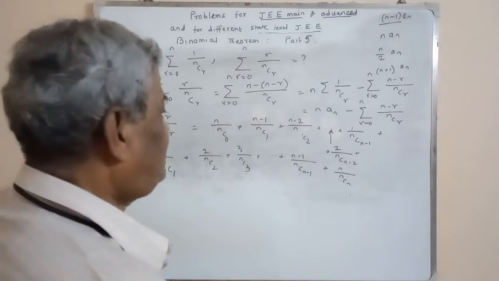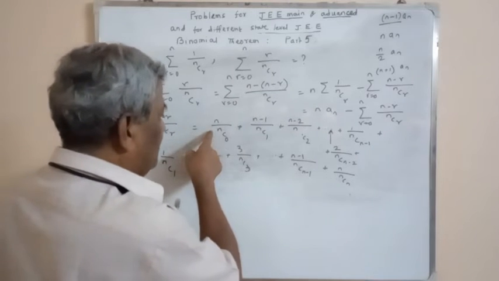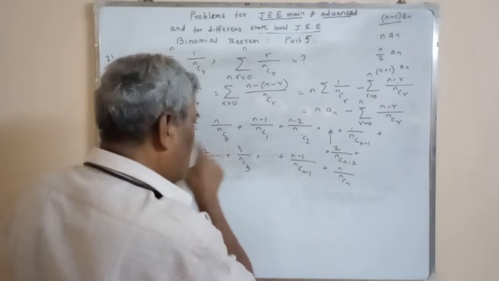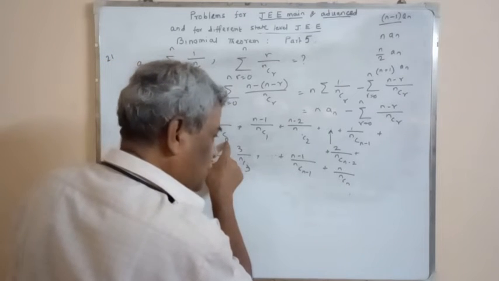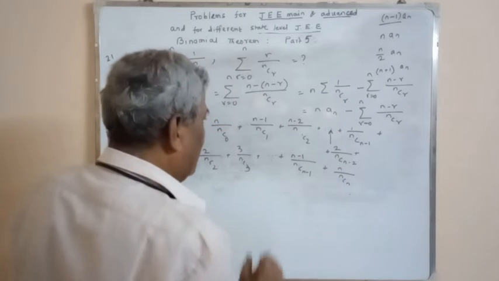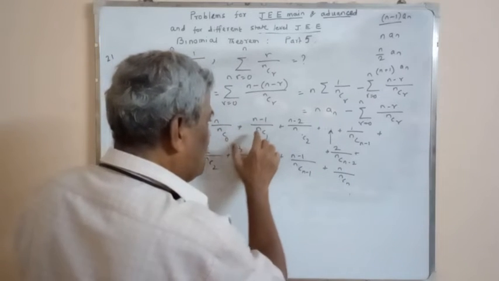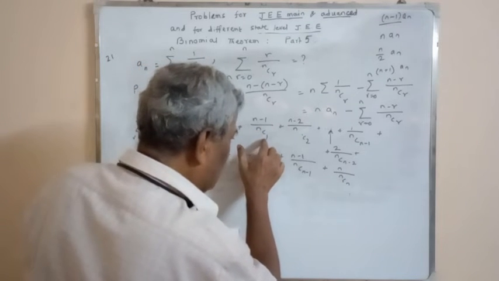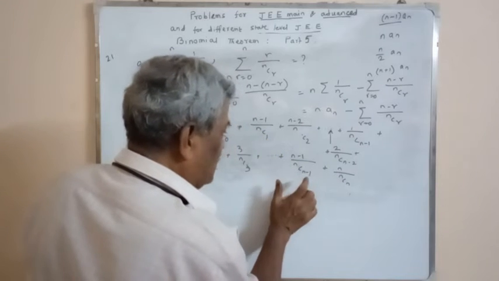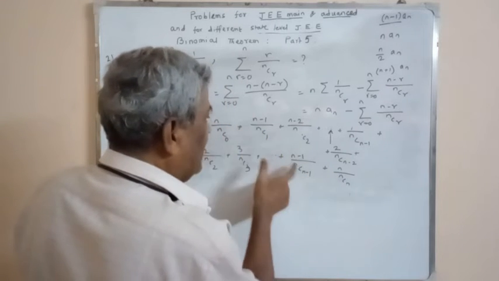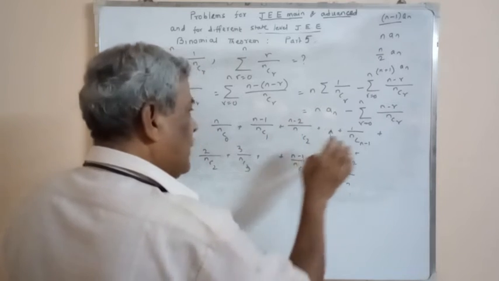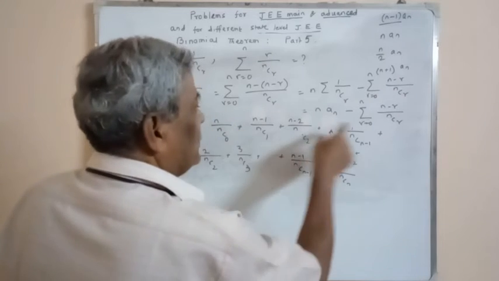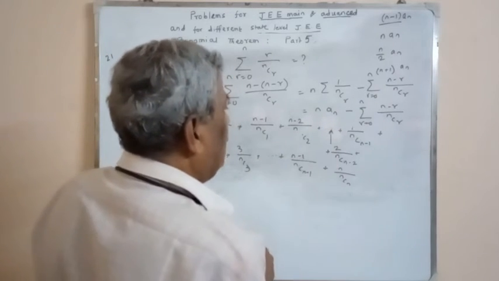Now this term is equal to that term, because n by nC0 is equal to nC n minus 0, that is, this term is equal to that term. Now this is n minus 1 by nC1. This nC1 is equal to nC n minus 1, that is this one. So the first term is this, the second term is that, the third term is this, and in this way we will get this is equal to p.